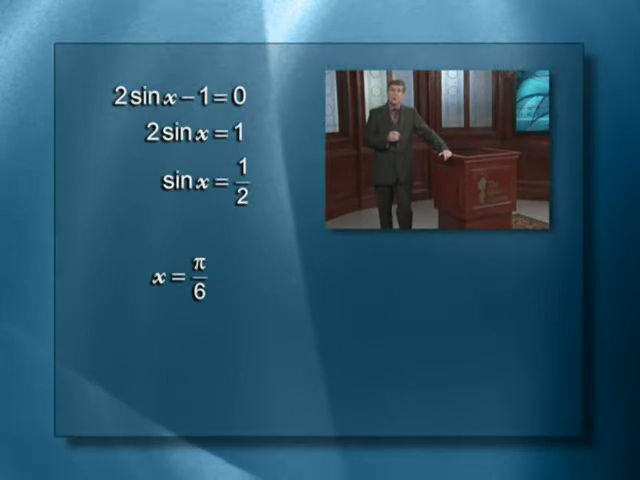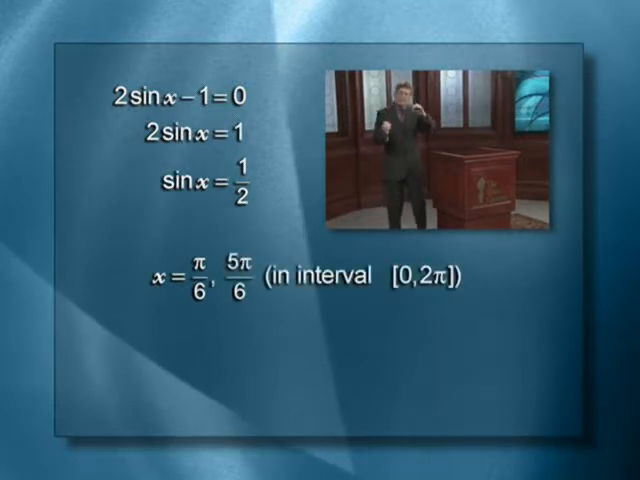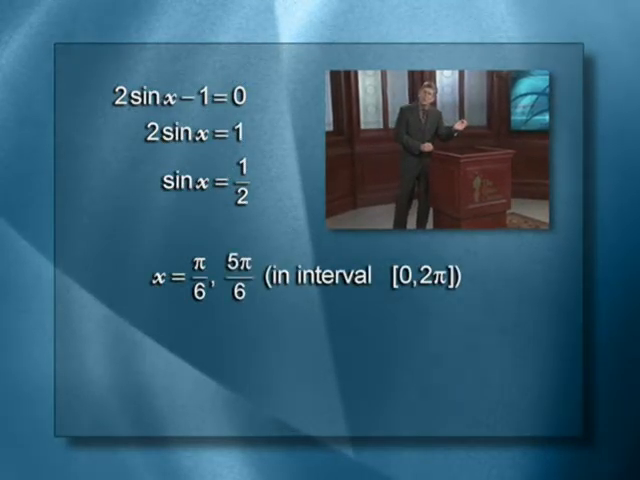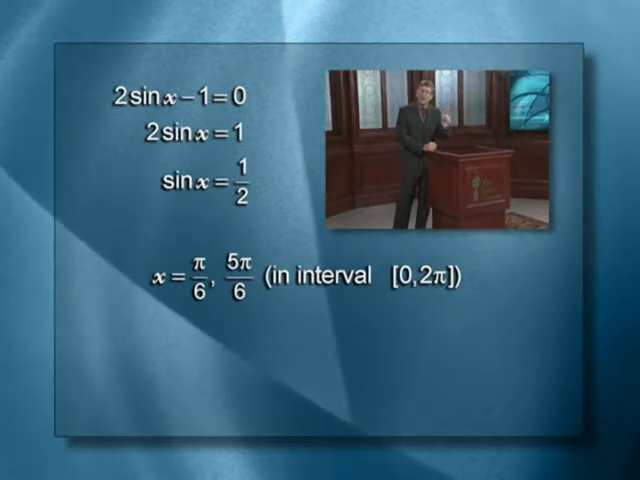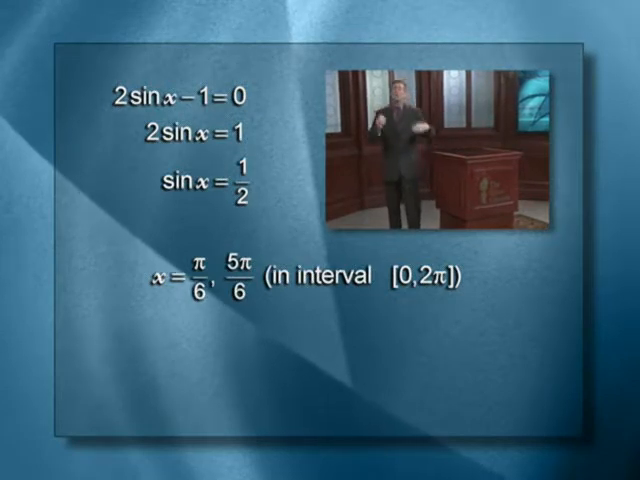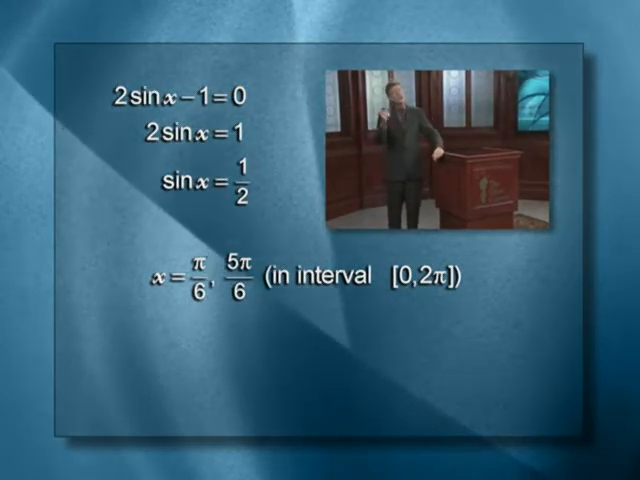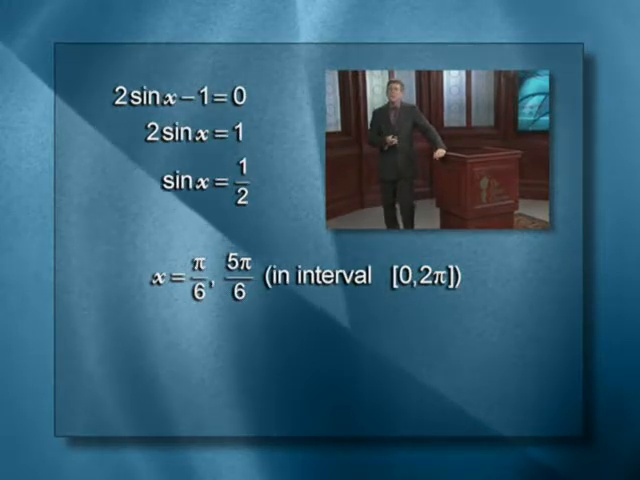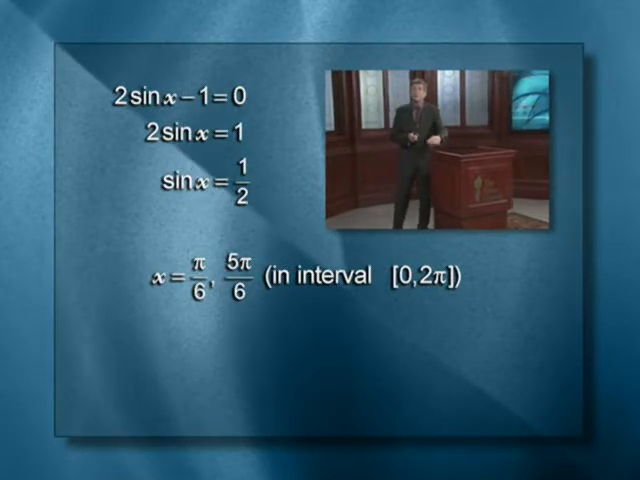Good. But here's a deeper question. Is that the only value? Well, if you think about it again, 5 pi over 6 also satisfies sine x equals a half. In other words, the sine of 5 pi over 6 is also a half. So I have 2 solutions now. And in fact, those are the only 2 solutions in the interval 0 to 2 pi. I have 2 solutions in that interval.